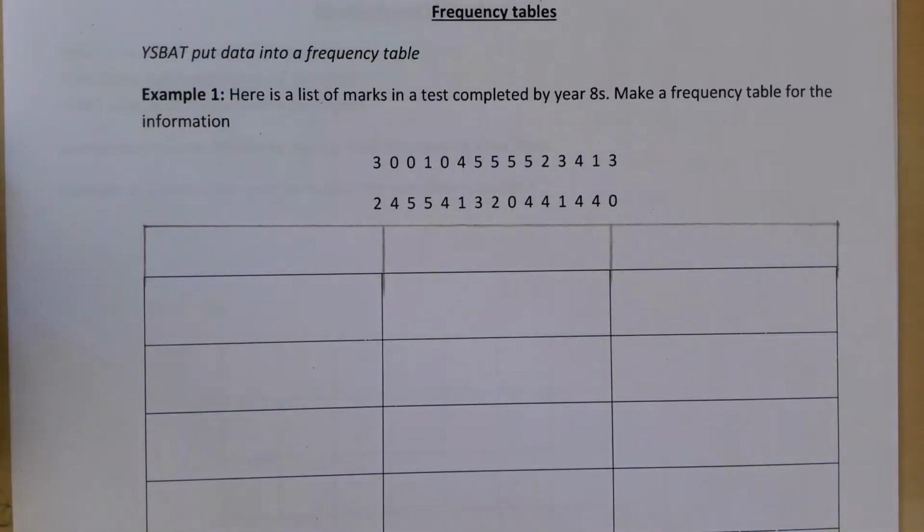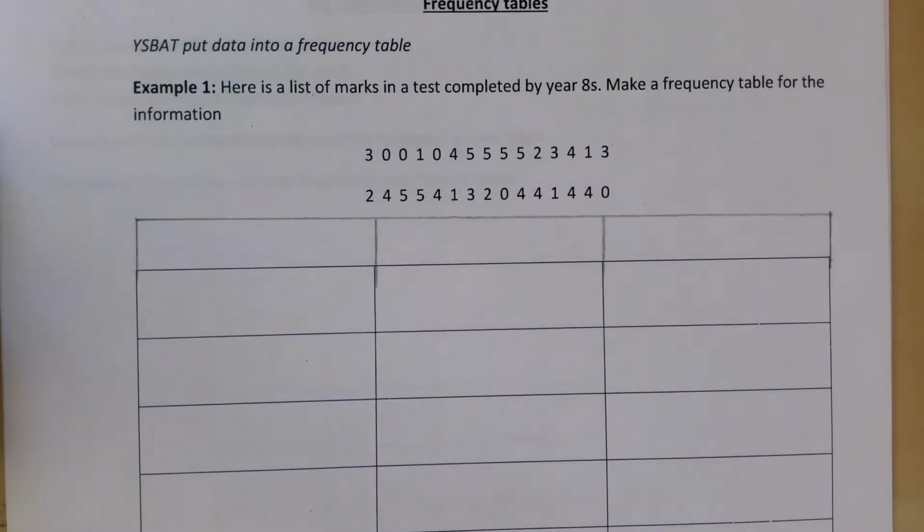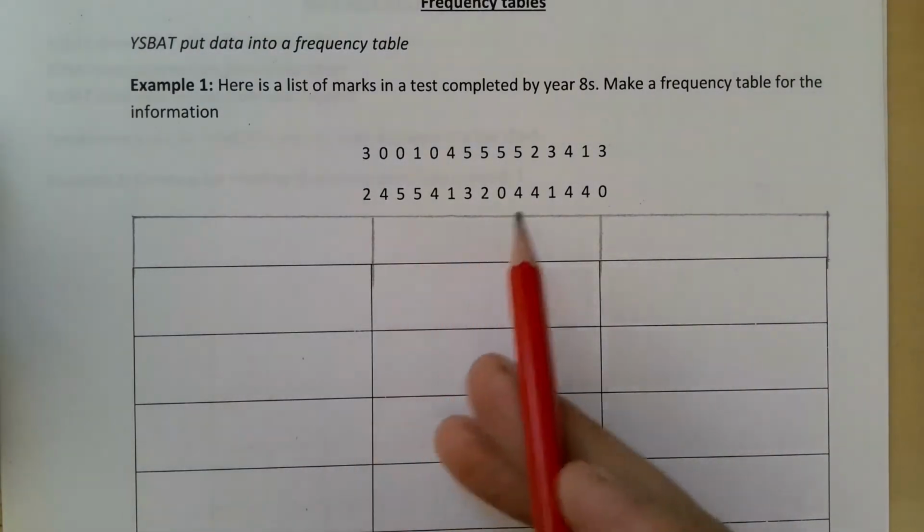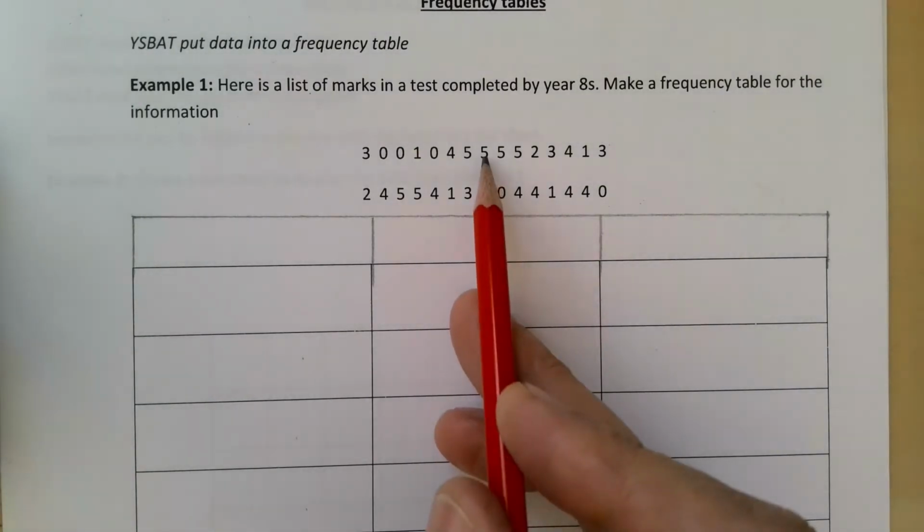Okay, so just a bit then from statistics about frequency tables and bar charts. You should be able to put data into a frequency table. Here is a list of marks in a test completed by year 8s. Make a frequency table for the information. So you can see they've scored from 0 all the way up to 5.